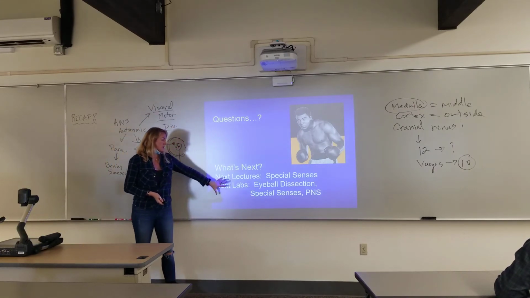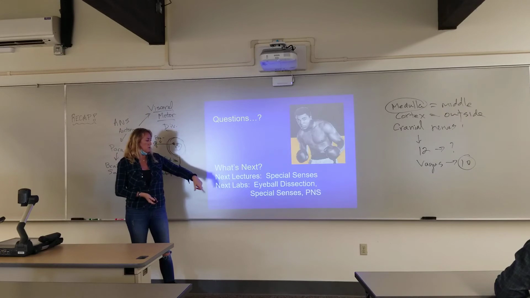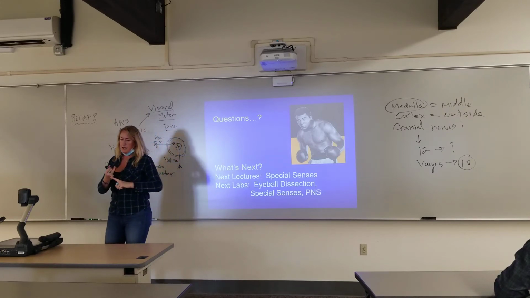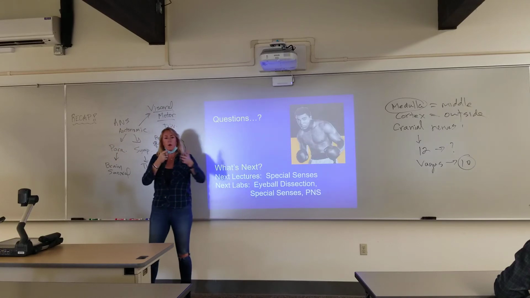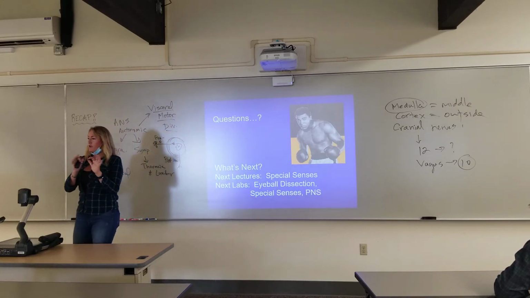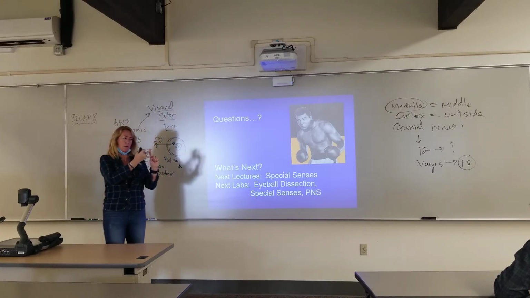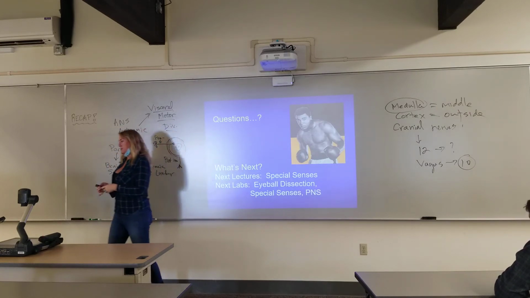All right, next section is special senses. We're going to continue on with the eye and the ear and the general senses. Any questions about where we're at so far? What we've covered: peripheral nervous system, autonomic nervous system. Now we're going more to special senses.